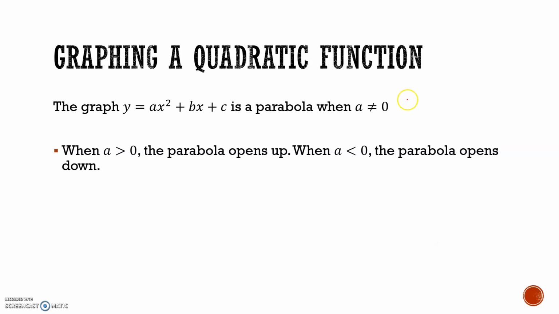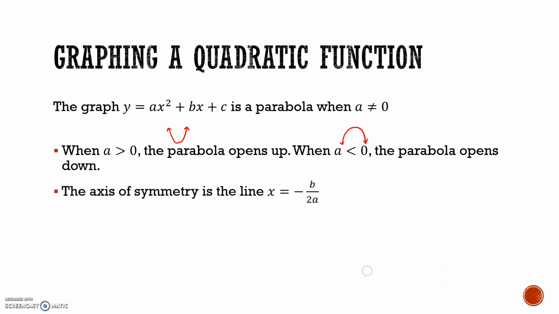Also, the shape of a parabola is a U shape. When the a value is greater than 0, or positive, the parabola is going to open up like this. It's going to look like a U. But if a is negative, or less than 0, it's going to make a sad face, and it's going to open down. Also important to know is that the axis of symmetry is given by the equation here. That's using these values of a and b.